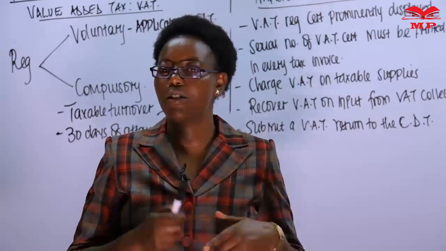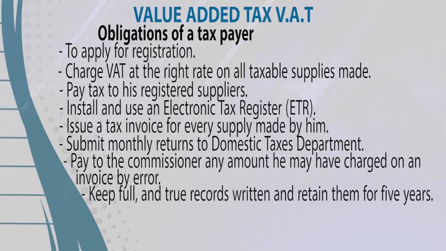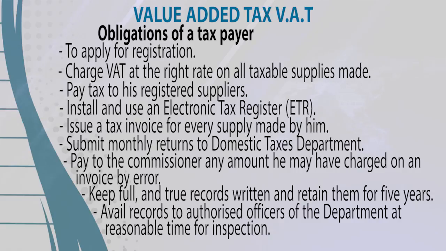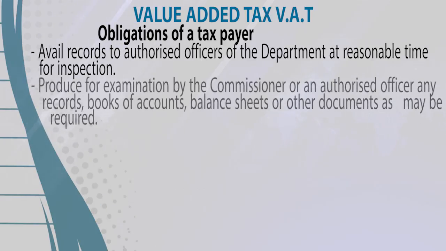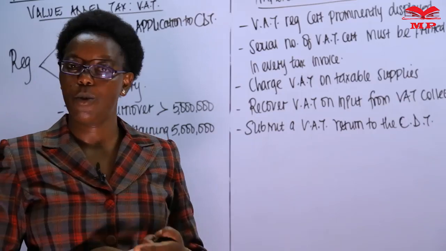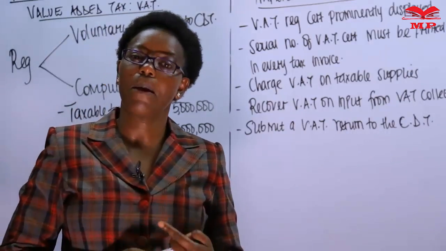We're going to see the records that you are supposed to keep in our later discussions. Then to avail records to authorized officers of the department at a reasonable time for inspection. You said basically that is going to be business hours. Then to produce for examination by the commissioner or an authorized officer any records, books of accounts, balance sheets or other documents as may be required. So you furnish the commissioner with any documents regarding your business that they may require.